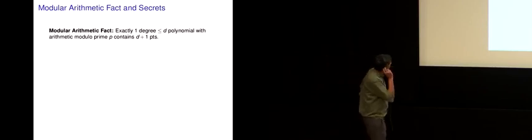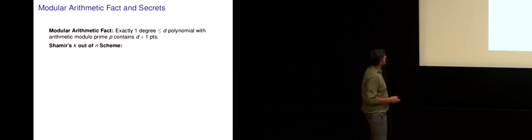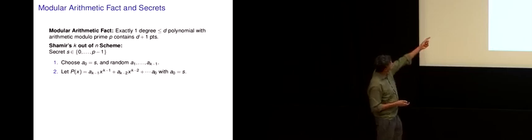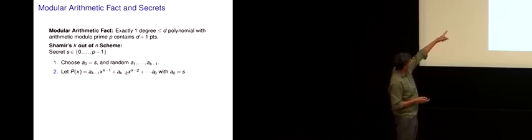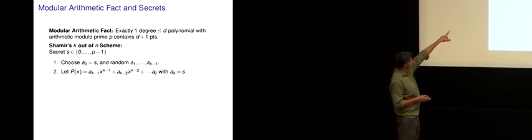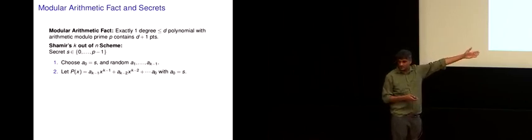Okay, so let's see. There's exactly 1 degree D polynomial through the points. We don't want to use rationals or real numbers because they just become a mess when you compute with them. So we're going to use modular arithmetic to do this, and we'll see why more. So this is the scheme. You choose A0 to be S. For a polynomial, what is A0? How do you get A0? What do you plug in for X to get A0 out? 0, P of 0, right? P of 0 is our secret.